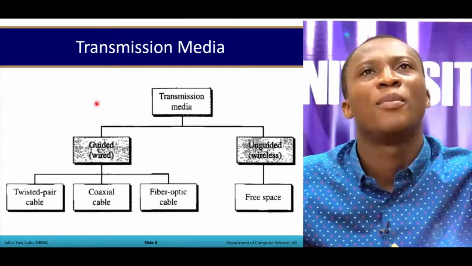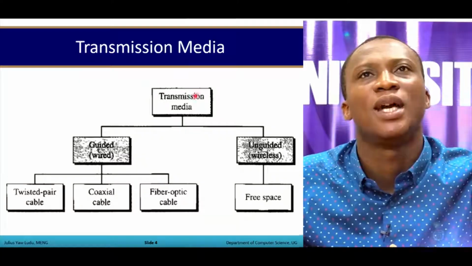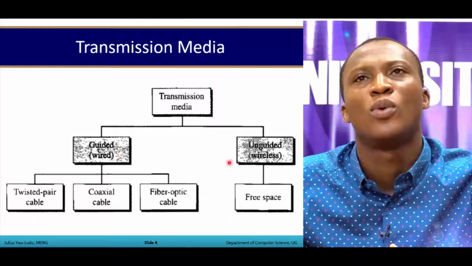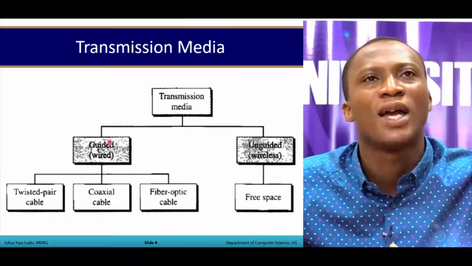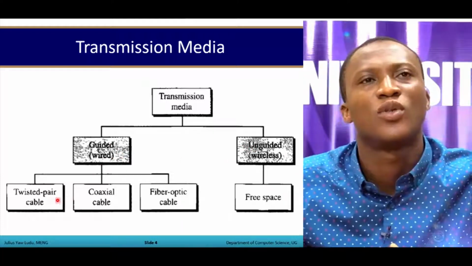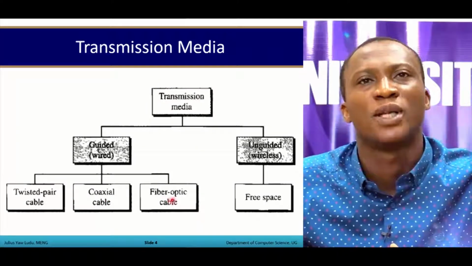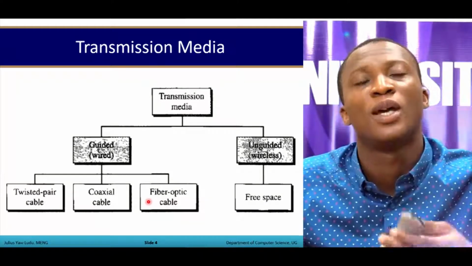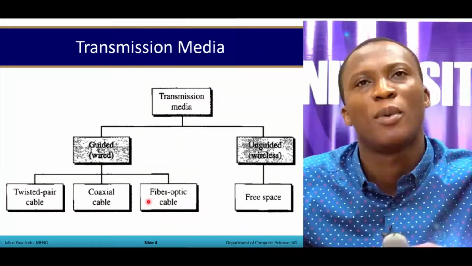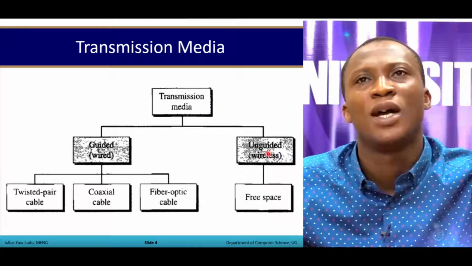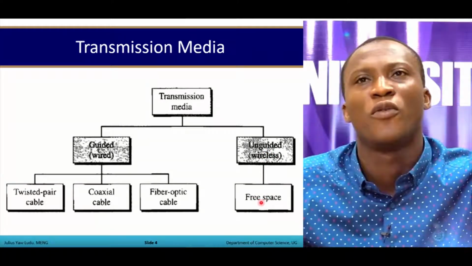This is a block diagram of the transmission media. We have broken it down into guided and unguided. For guided, we have the twisted pair cable, the coaxial cable, and the fiber optic. We'll take each of these media and speak about them. Then we have the unguided media, which is wireless or free space.